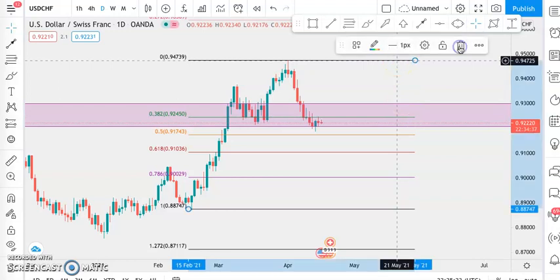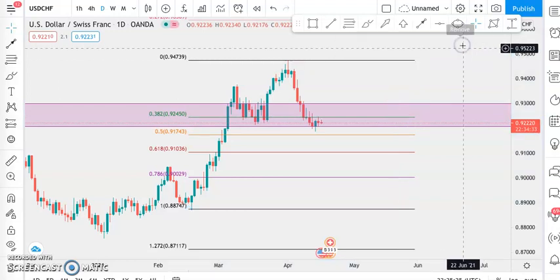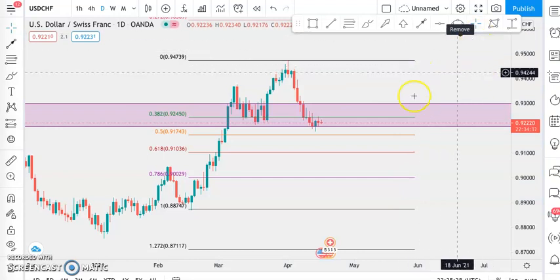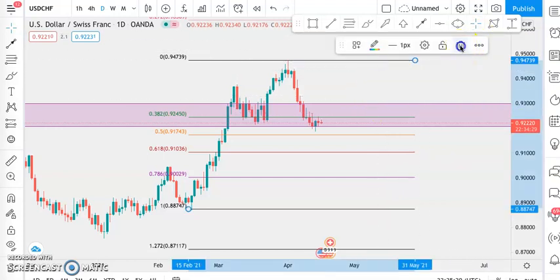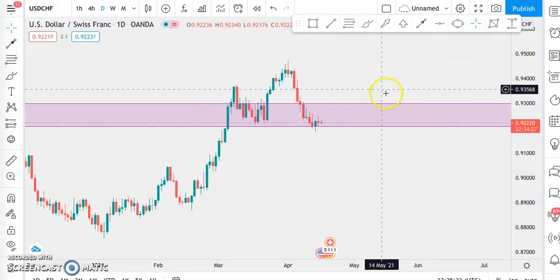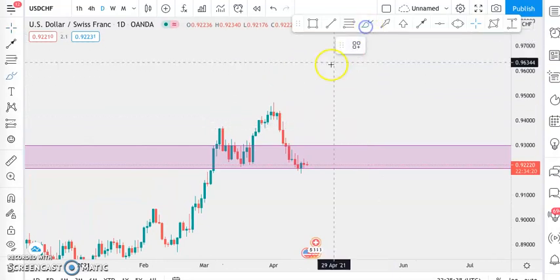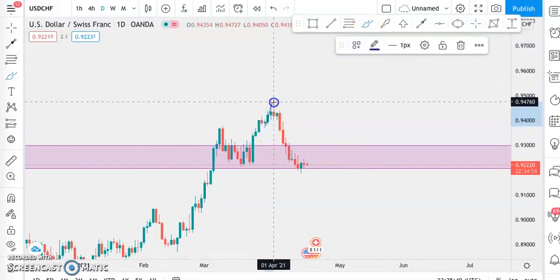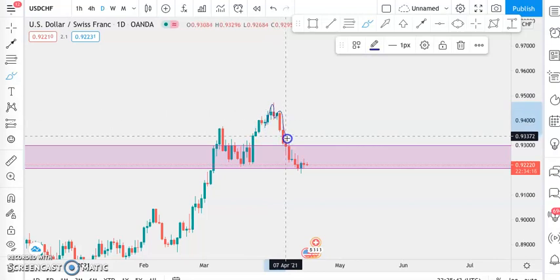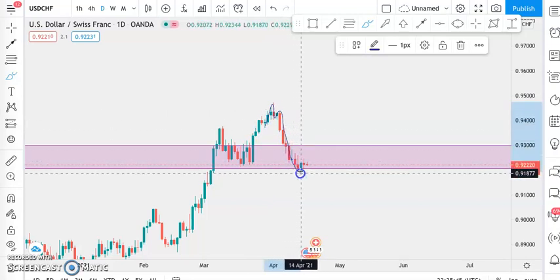Sorry, I need to take the Fibonacci out now to bring some clarity. All right, so from a daily perspective here, we can see that we do have this overextended M pattern here. You can see here that this market has created an M pattern.